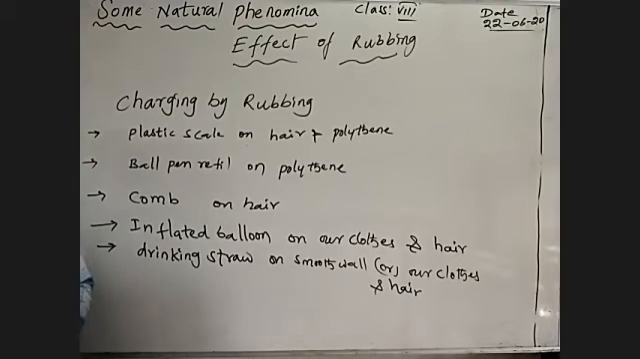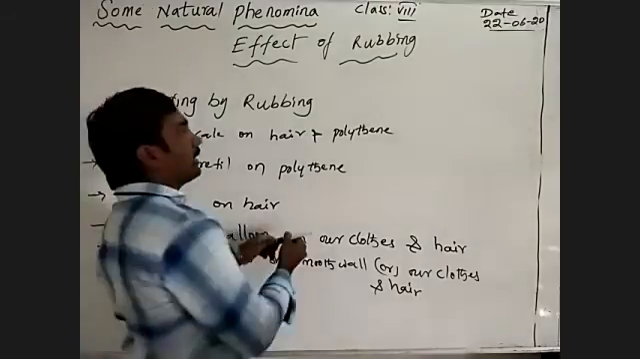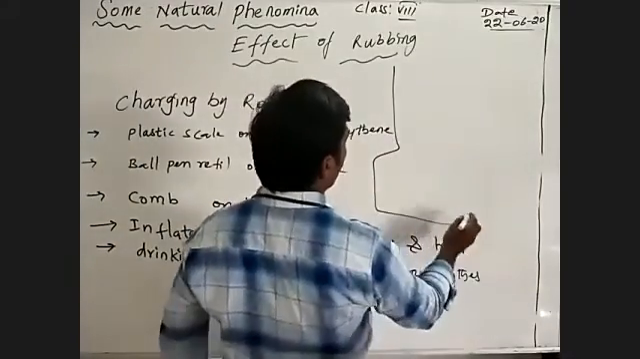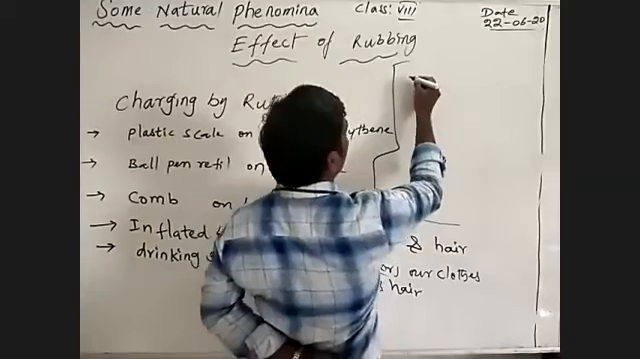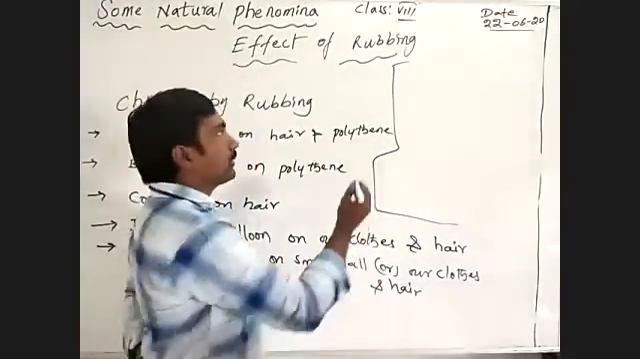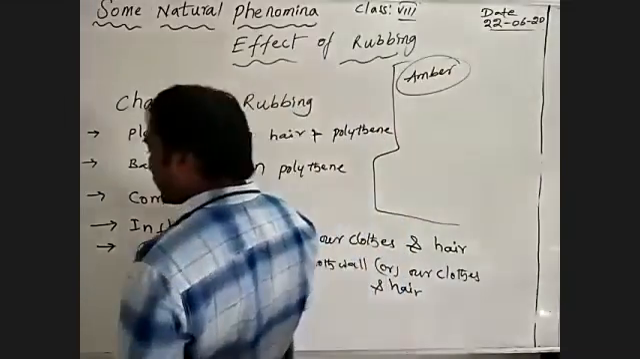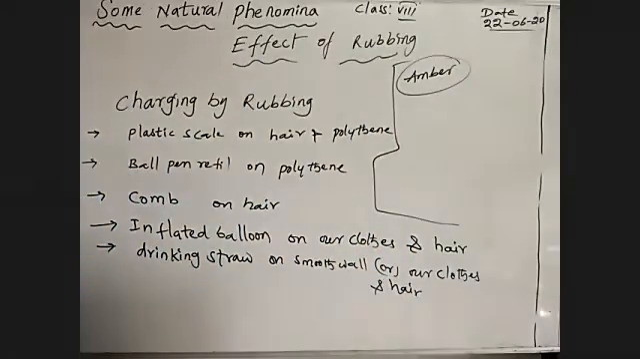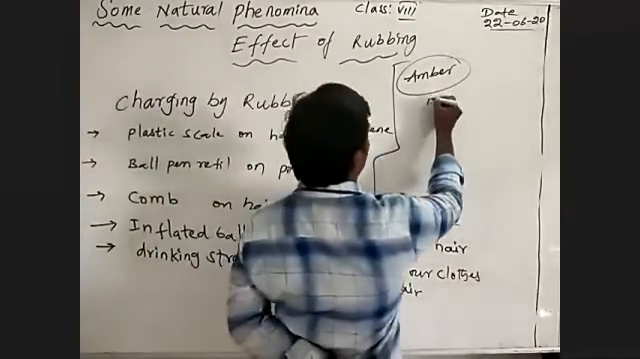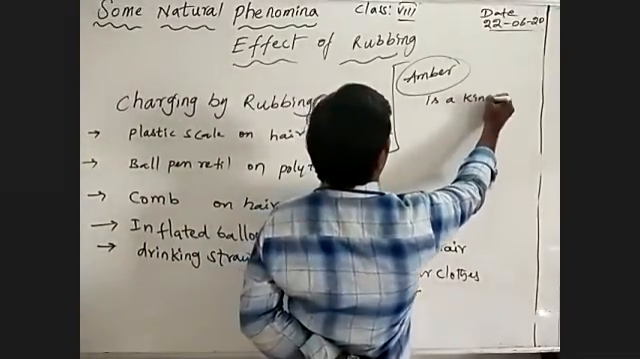Understand? Observe all these activities that I'm telling you. And Mr. Benjamin Franklin did an experiment with amber. Amber is a resin substance. Amber is a kind of resin.